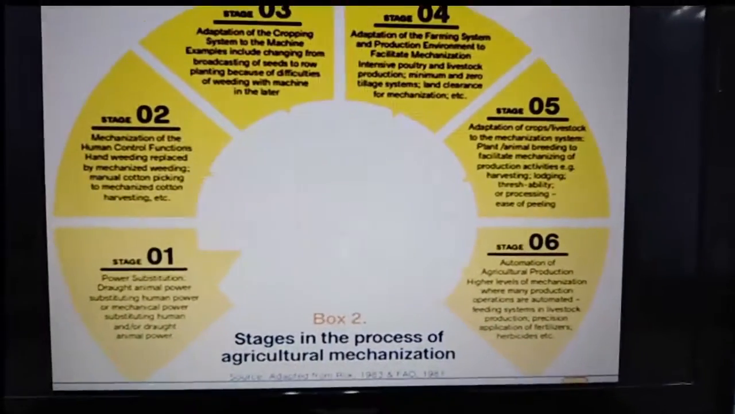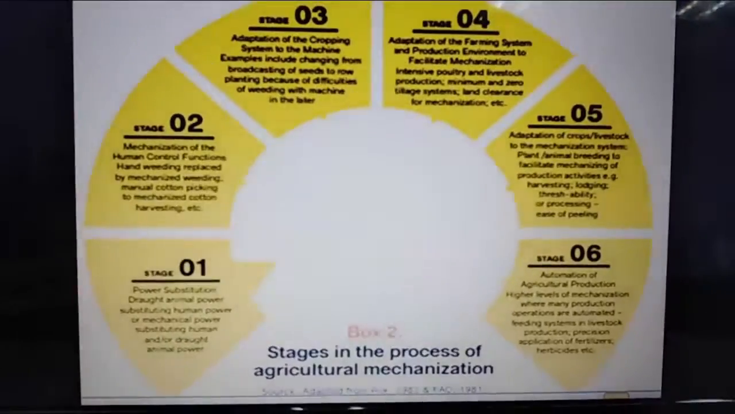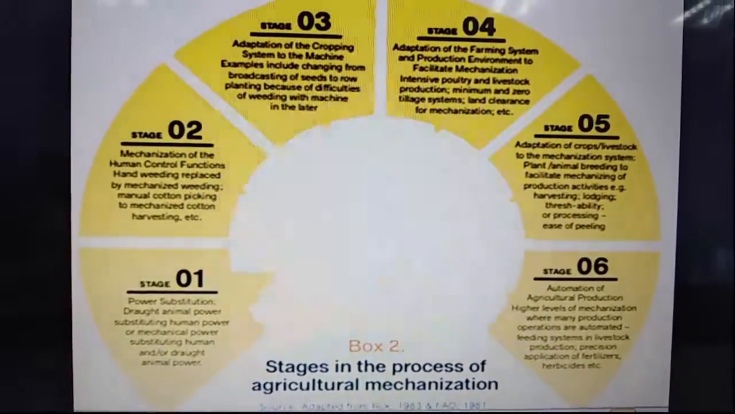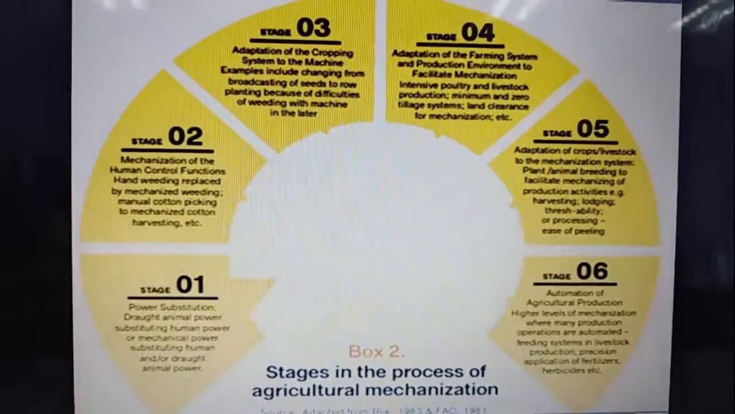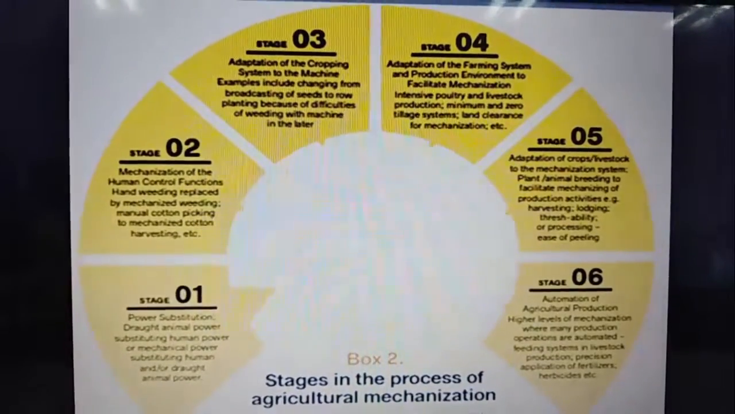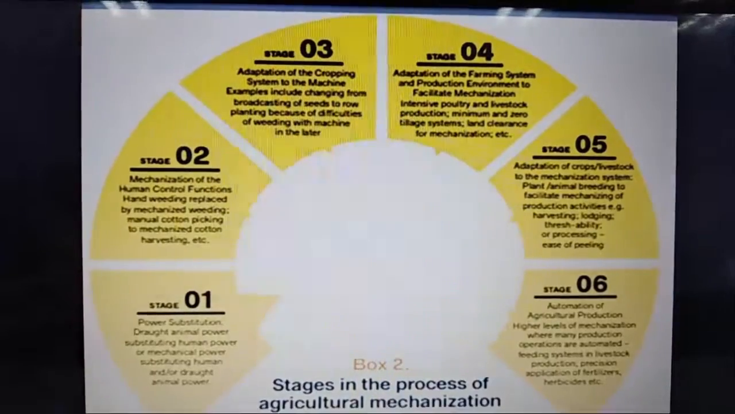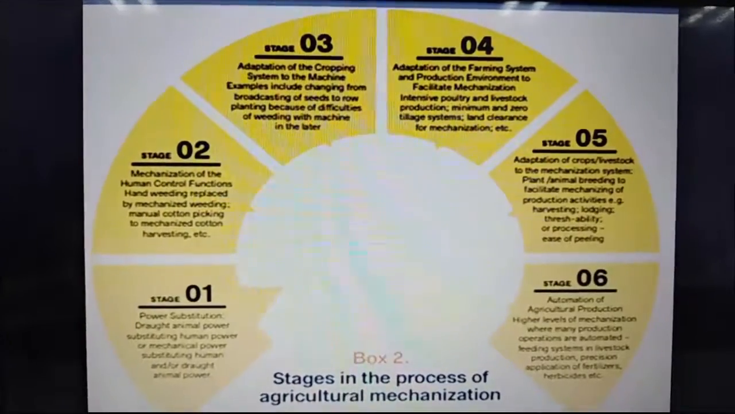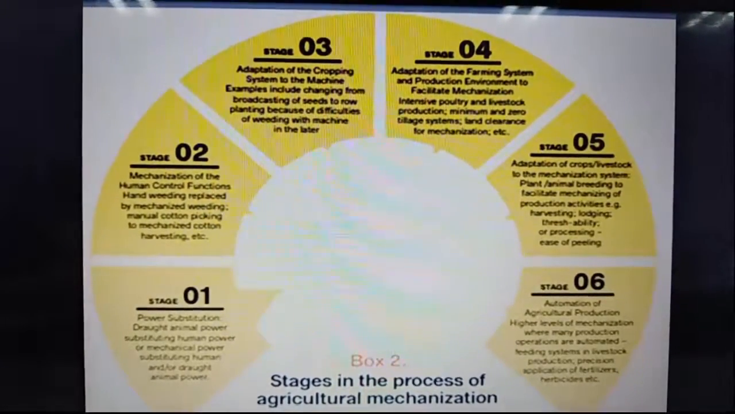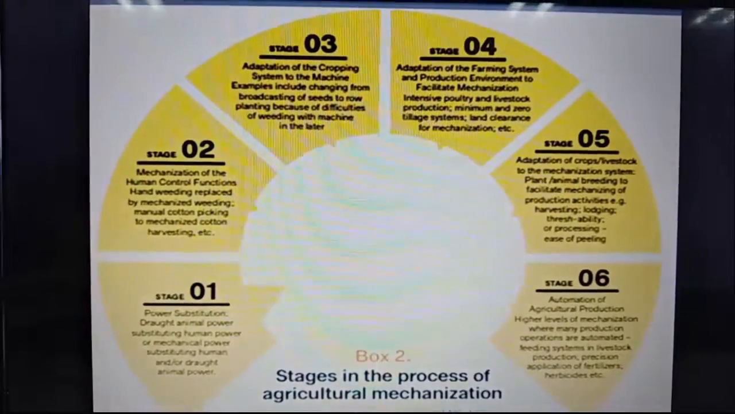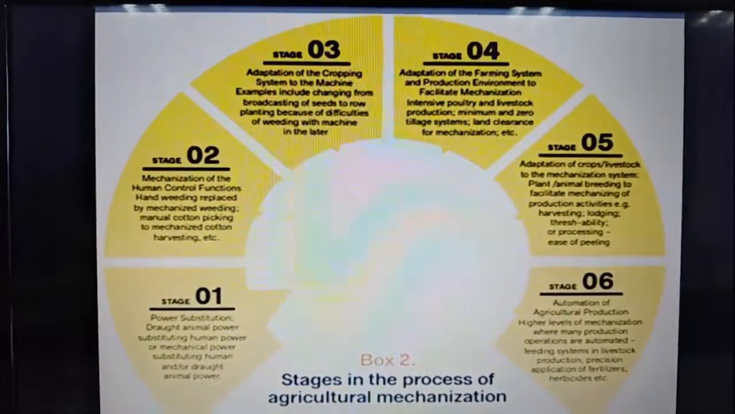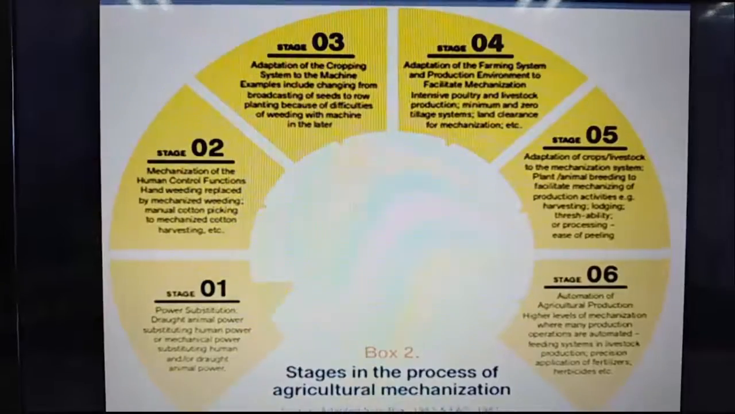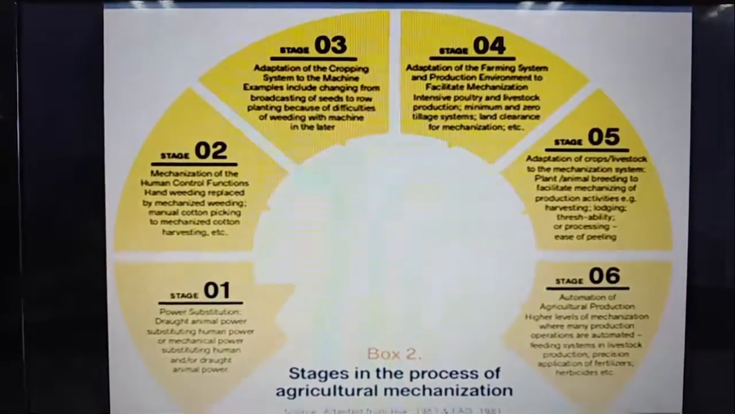Okay, continuing to the next slide, which shows the stages in the process of agricultural mechanization. From the figure above, we start from stage 1, where draught animal power or mechanical power substitutes human power. Then stage 2, the mechanization of the human control function, where hand weeding is replaced by mechanized weeding. Going to stage 3, the adaptation of the cropping system to the machine, where we can move from broadcasting seeds to row planting because of the difficulty of weeding with machines.